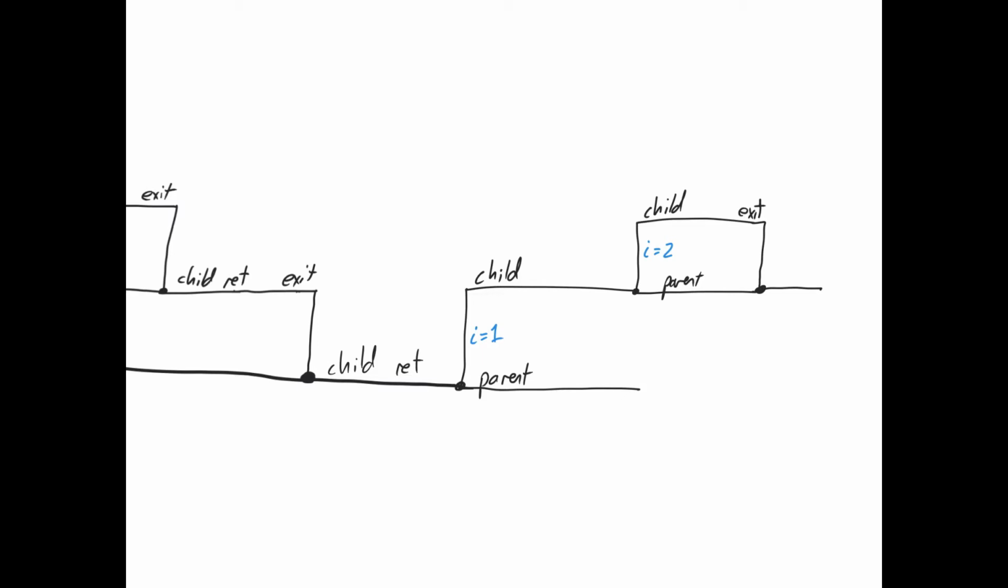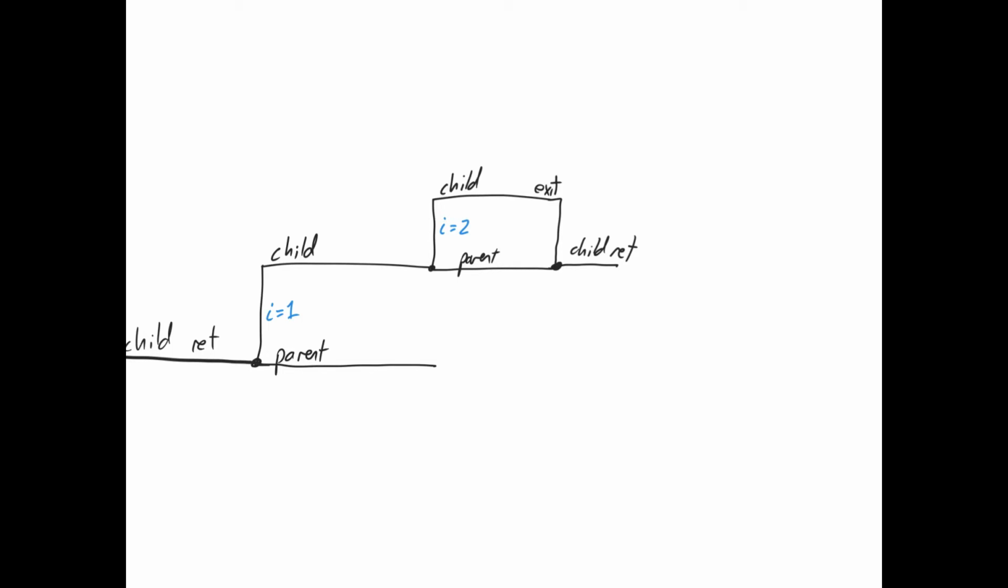When the child exits, the parent process can return from wait, and so it will print that child has returned. And then it also has a value of I equals 2, and so it will now leave the loop and exit, which will allow the original process to resume execution, and it will print that the child has returned.